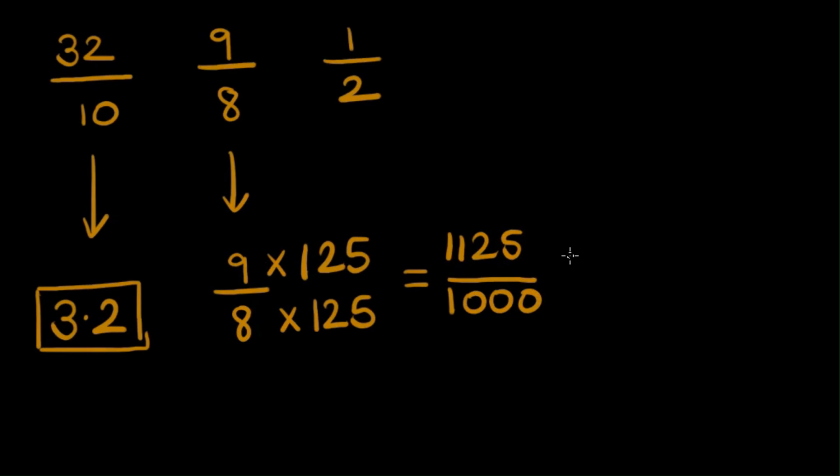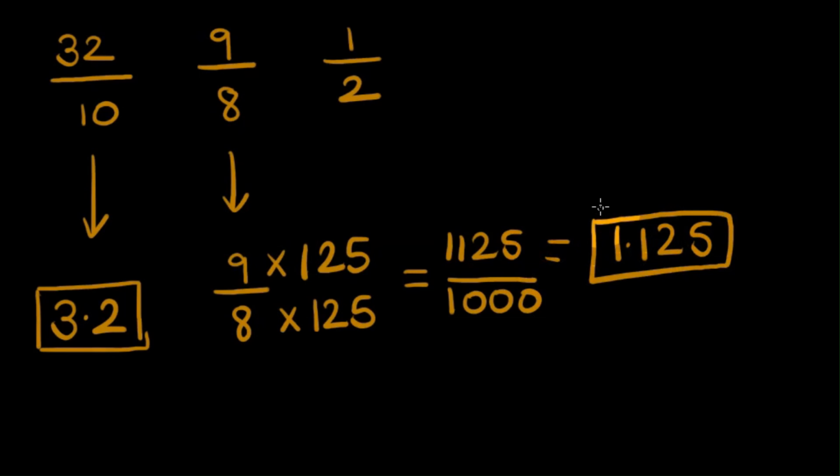Now I just have to convert this fraction to a decimal. There are 3 zeros after 1. That means there are 3 digits after the decimal point. So it'll be 1.125. This will be the decimal.